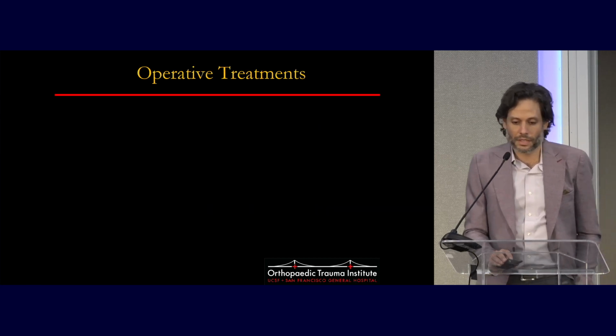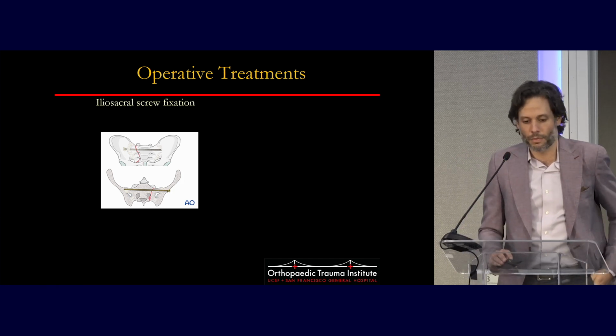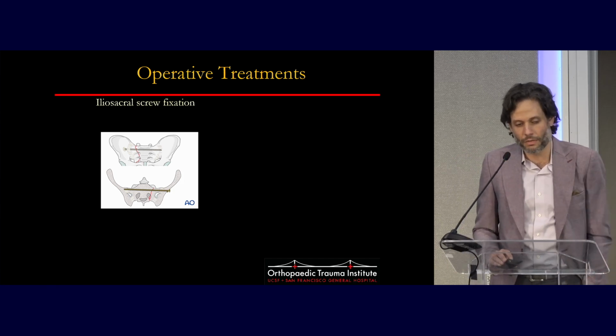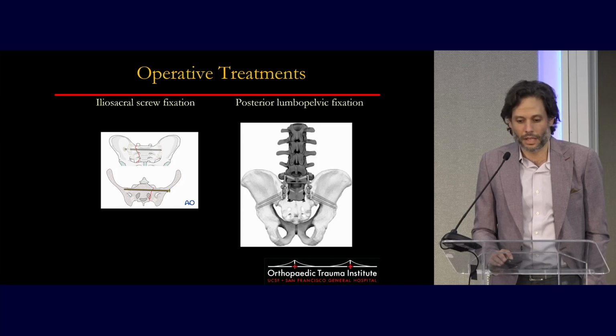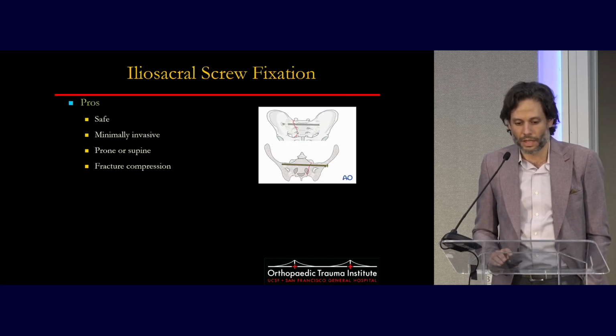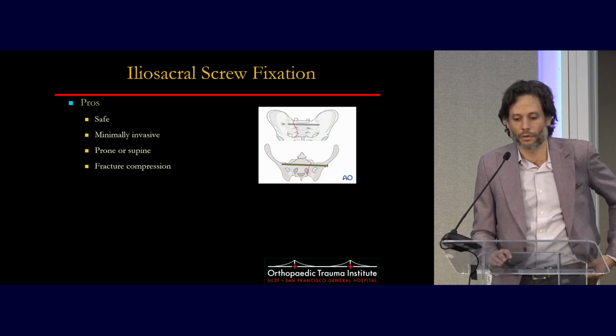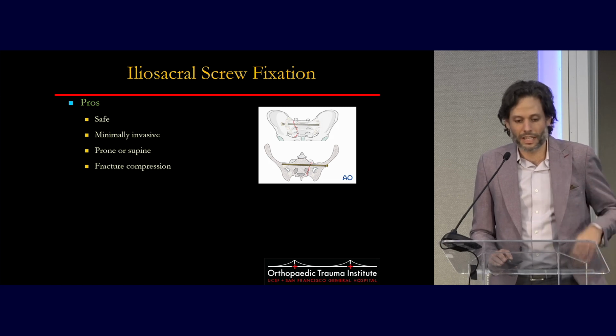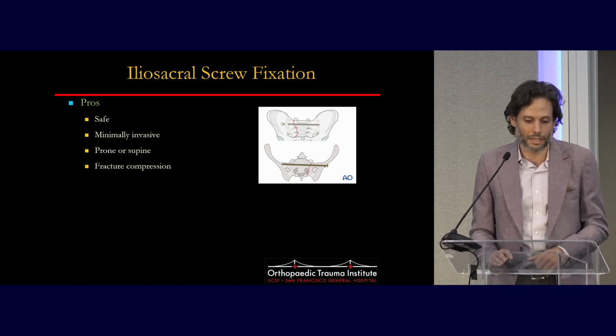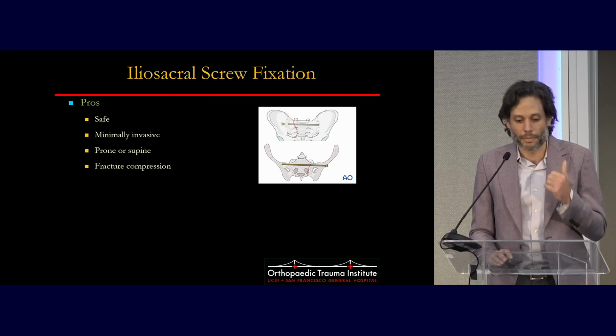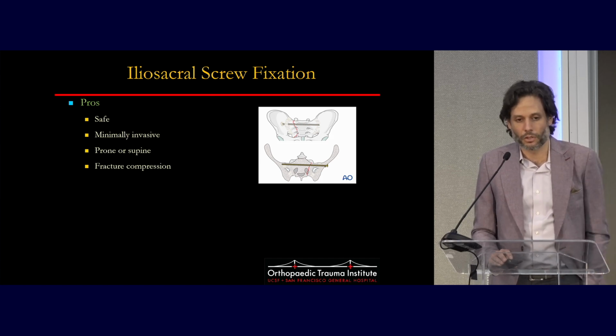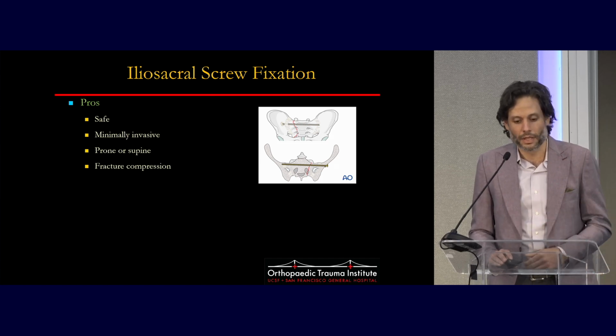Our operative treatments, the mainstay of treatments are iliosacral screw fixation for the posterior sacrum. The other option is posterior lumbopelvic, so we'll dive into the pluses and minuses of both. Iliosacral screw fixation, it's safe in well-trained hands. The complication profile is pretty low. It's minimally invasive. You could do it in either the prone or supine position.